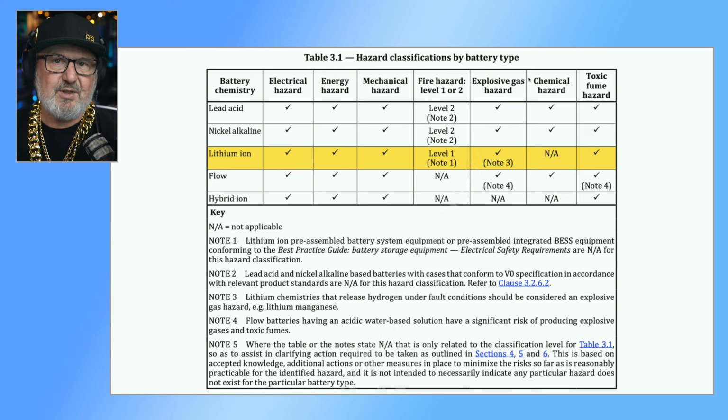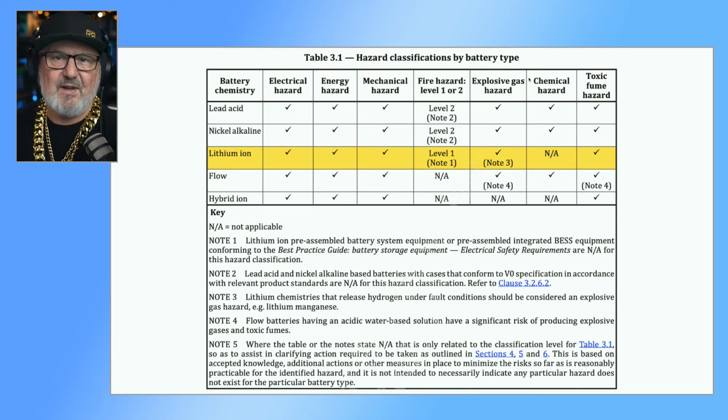So we produced the standard, and we produced what I call a cheat sheet for 5 chemistries to give you a quick idea of what the hazards are. And from a hazard, you have associated signage, right? So you can see that the first 3 columns are mandatory for all chemistry types: electrical hazard, energy hazard, and mechanical. Mechanical means it's heavy and it can fall on you.